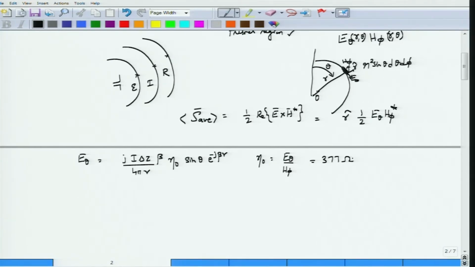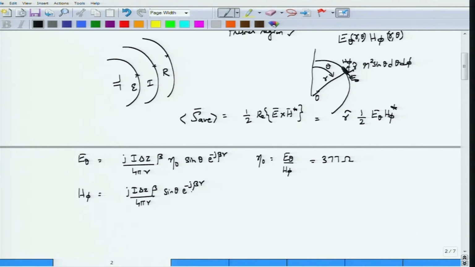We have of course assumed tacitly that the antenna is kept in air and the medium surrounding the antenna is also air. If it is not, you just have to replace it with the corresponding impedance of the medium. And we have used eta 0 here because E theta can be related to H phi, right. So, if you take E theta and divide by the expression for H phi, the result should be equal to eta 0. So, clearly H phi must be equal to j I delta z beta divided by 4 pi r, again one, sin theta e power minus j beta r.